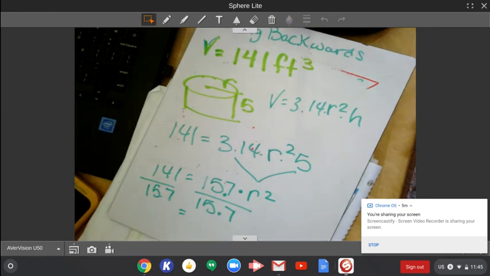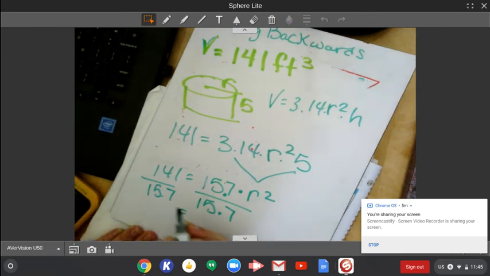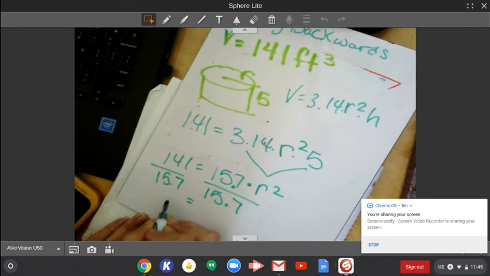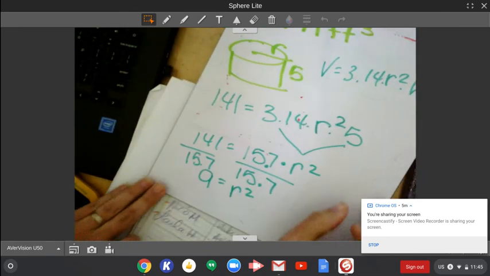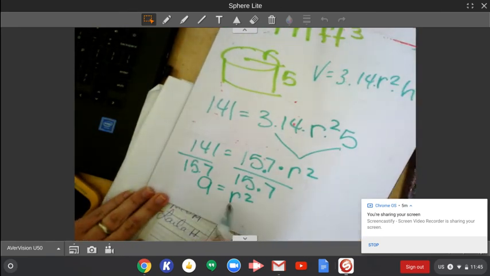141 divided by 15.7 is approximately 8.98. Okay, so you want to round to the nearest whole number. Don't forget, 8.98 rounds to 9. Now, this is not your answer. Do not plug this into the computer. You will get it wrong. This is the radius squared.